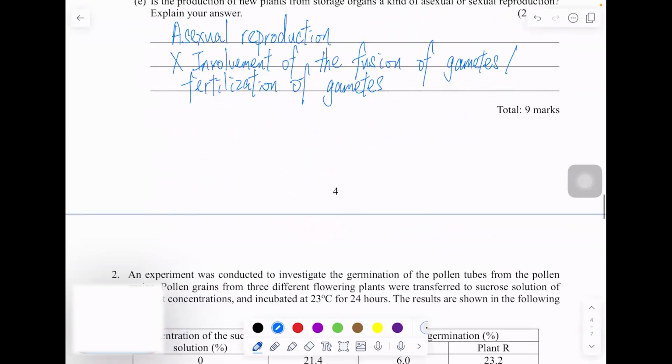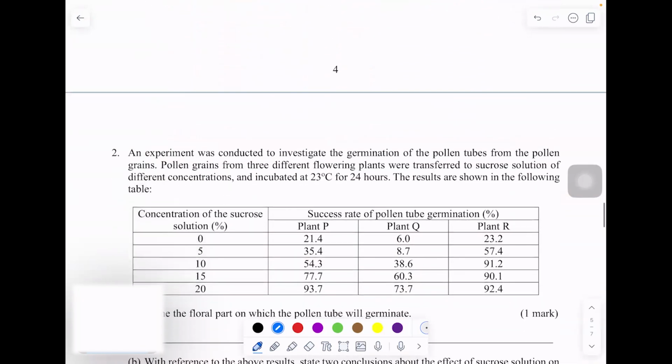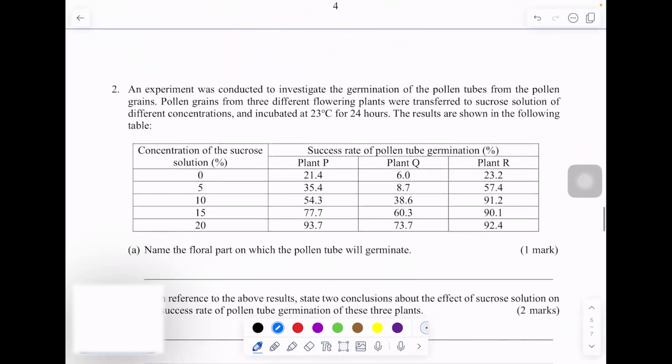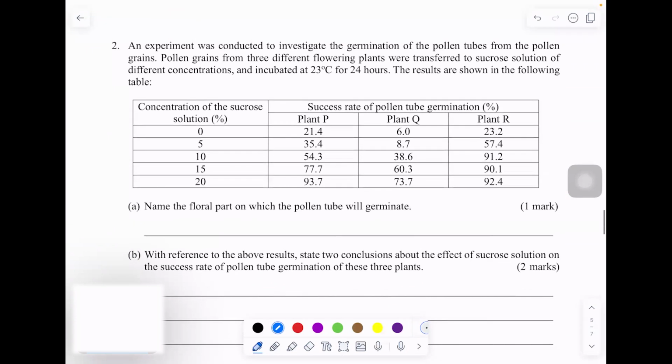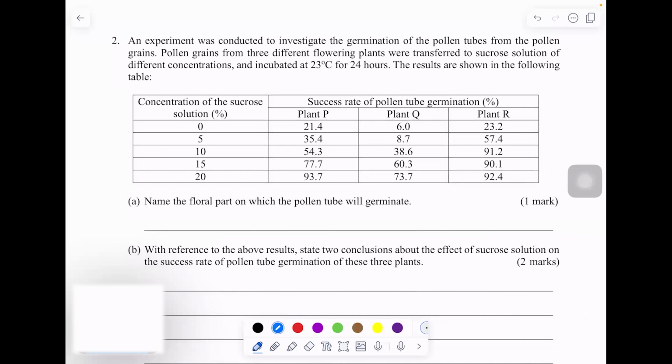So then, when we continue, an experiment was conducted to investigate the germination of the pollen tube from the pollen grain. The pollen grains from 3 different flowering plants were transferred to sucrose solutions of different concentrations and incubated at 23 degrees Celsius for 24 hours. In this case, name the flower part that secretes this sugary solution on which the pollen tube will germinate. It would be the stigma, okay, the stigma.